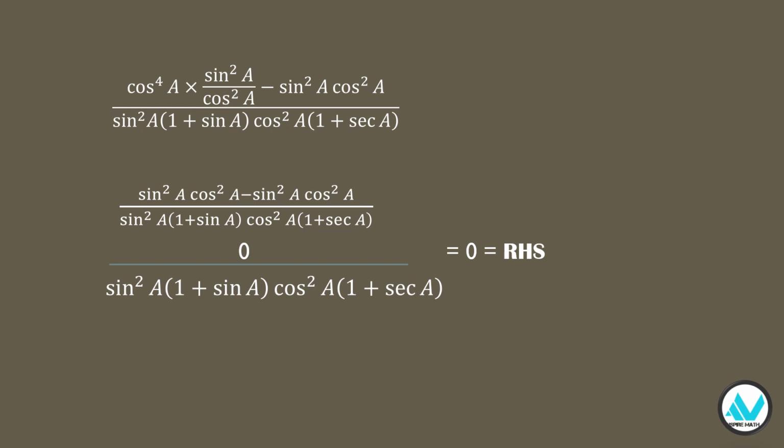So I'm cancelling. So I'm left with sin square a into cos square a minus sin square a cos square a. So these two get cancelled, which becomes 0. 0 by the denominator gives me 0, which is nothing but my RHS.